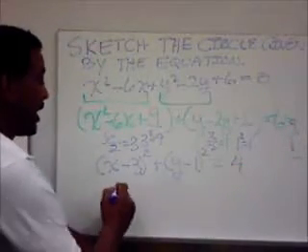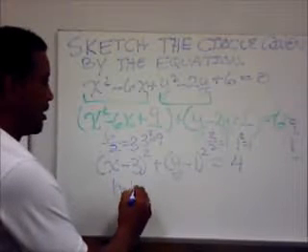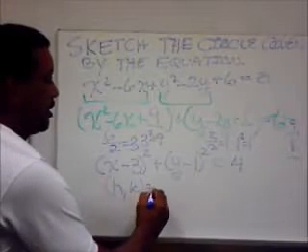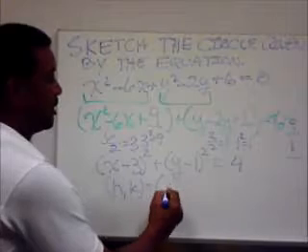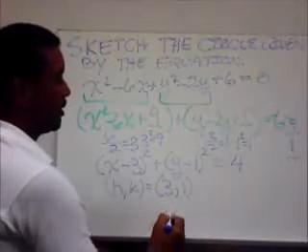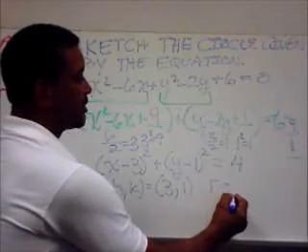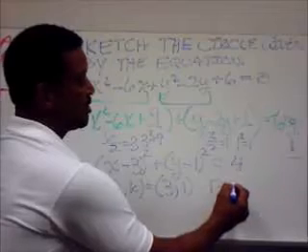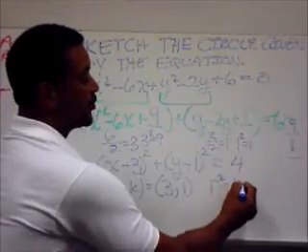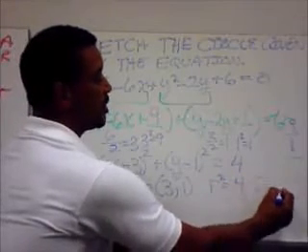So that tells me that my h and my k are going to be 3 and 1, and my r squared is 4, so that means r is going to be equal to 2.